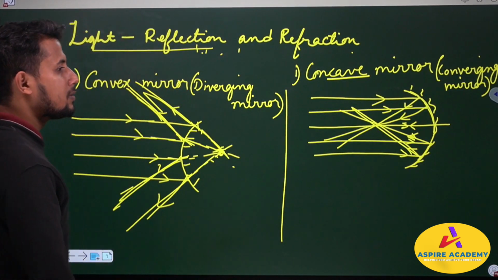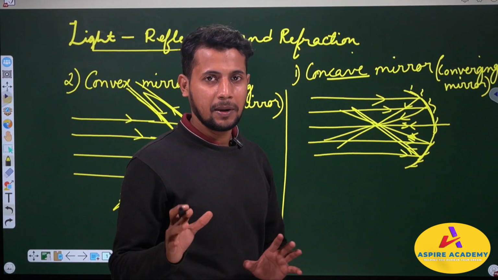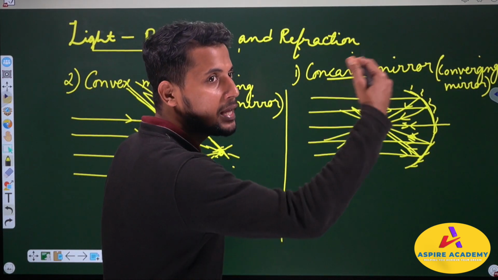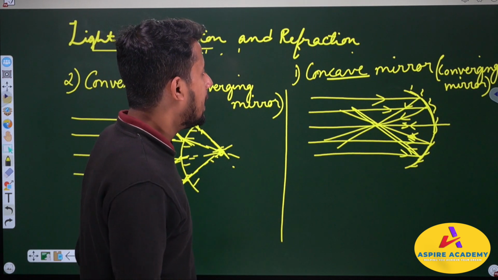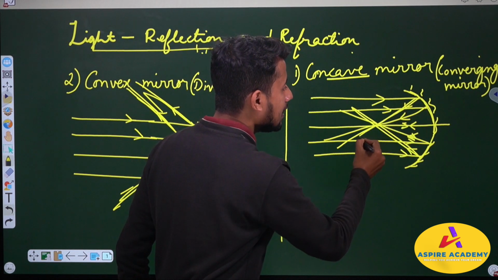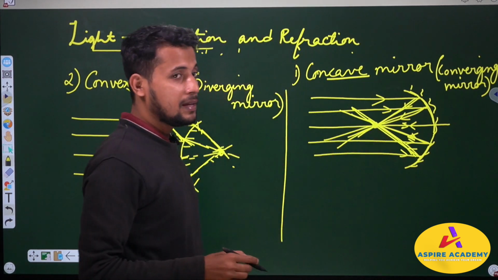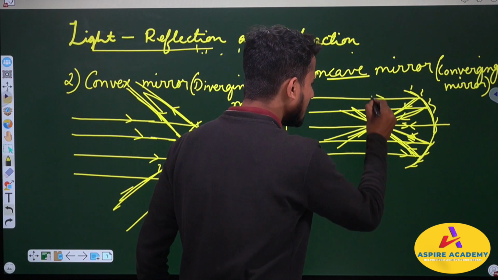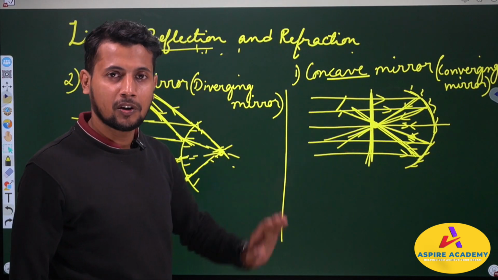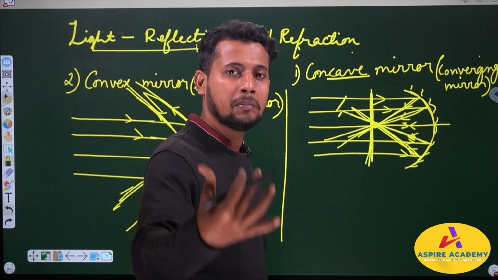What we can see here is that in the case of a plane mirror, we were not able to form the image on a screen. The image was formed inside the mirror only. But in the case of a concave mirror, the light rays are reflected forward, in front of the mirror, at a single point. That means if you put a screen here, you can get an image depending on where you have placed the object. We will study in detail what kind of image it forms.